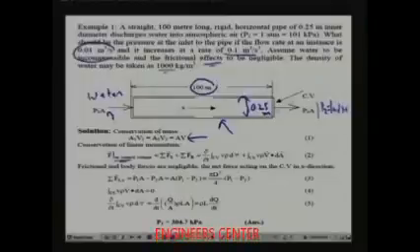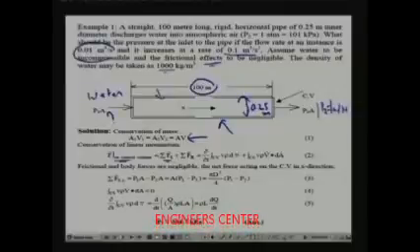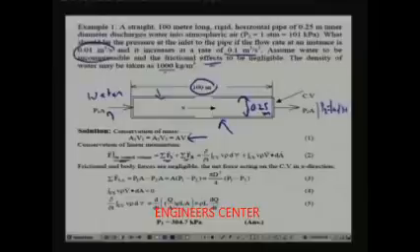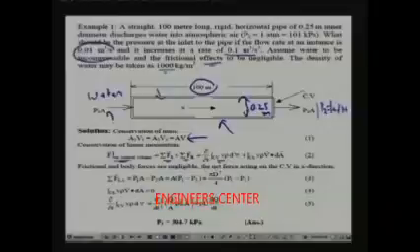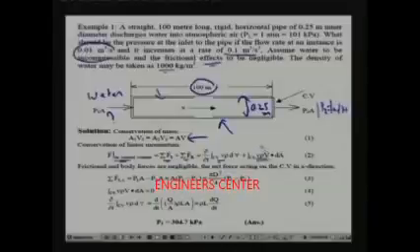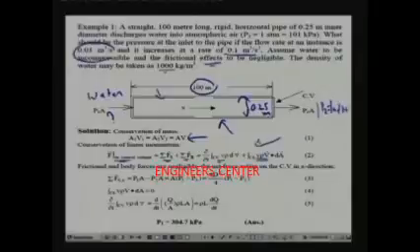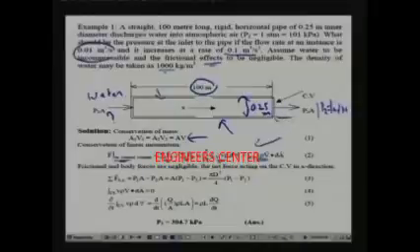Now let us apply conservation of linear momentum. As I have already shown, it says that the net force acting on the control volume, which I have shown by a dashed line, consists of the sum total of all surface forces plus the sum total of all body forces, and this is equal to the rate at which the momentum of the control volume is increasing plus the net momentum flux out of the control volume. That means this term is the momentum out of the control volume minus the momentum entering the control volume.